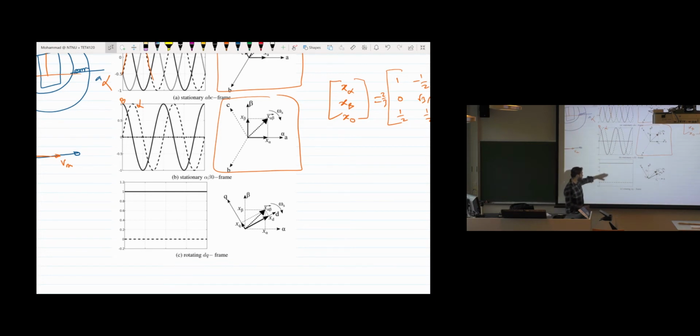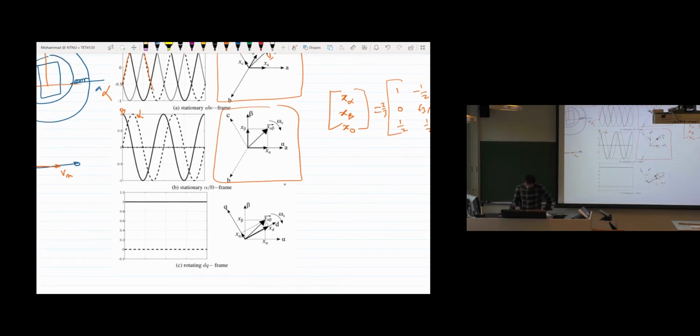So you have the D component and the Q component, and still we have the same resultant vector, but what is the difference from the previous two frames, the ABC frame and the alpha beta frame? They are fixed in their position. Now this DQ frame is rotating. So if you look here, this is alpha and beta, and they are fixed in their position. Now we have this D axis and the Q axis, and they are also rotating at the same speed as the vector.